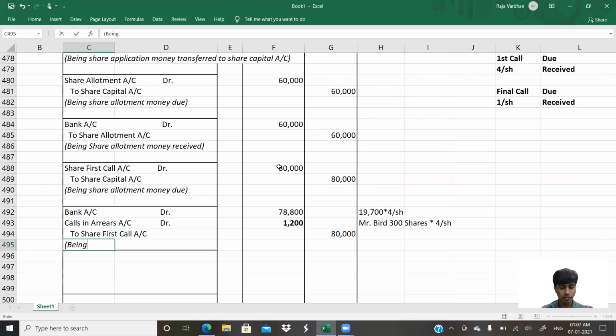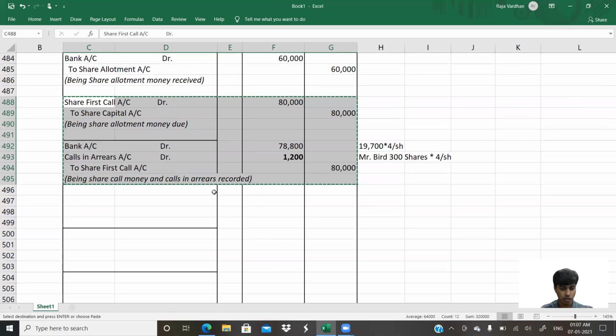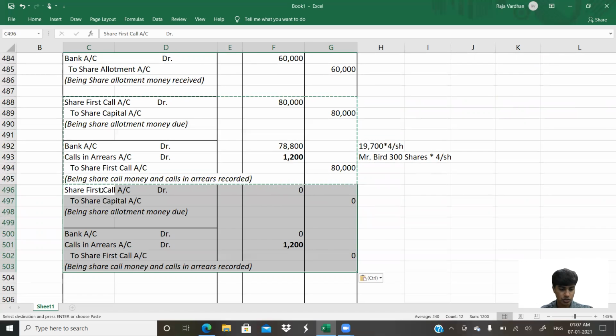Okay, being share call money and calls in arrears, recorded. I hope that helps. Come on, let's go to the second call now. Same way we have to do the second call. Same way how we recorded our share first call, we have to do accounting for the share second call. Let us do it. So firstly, it is called the share final call.